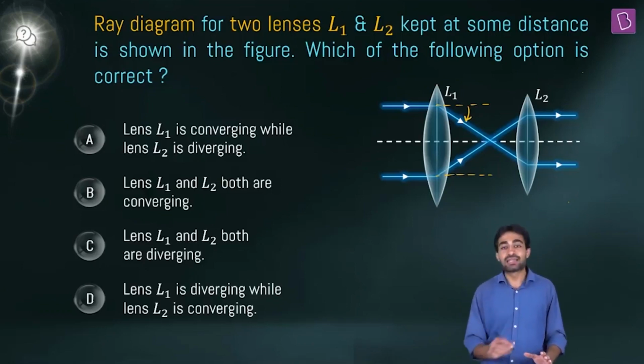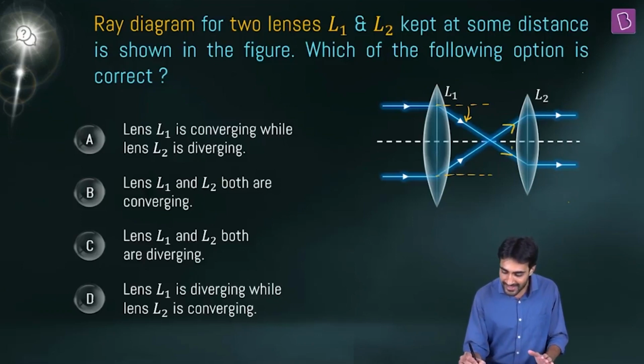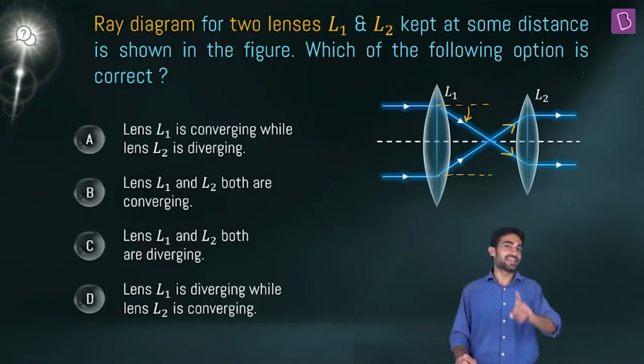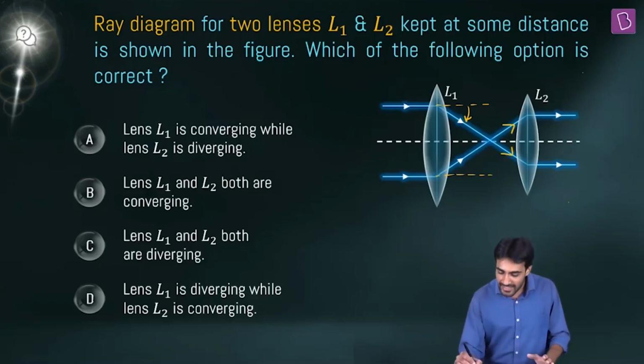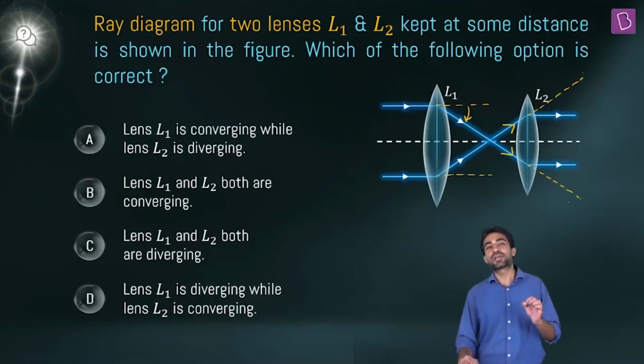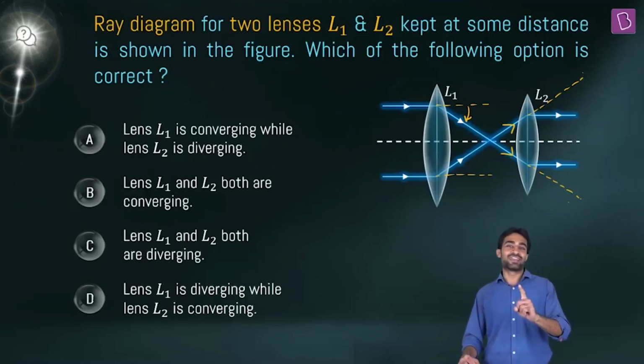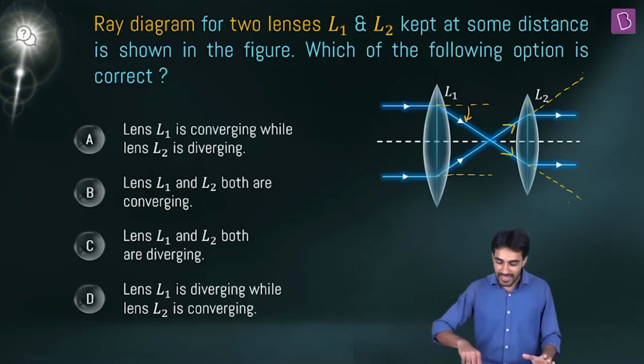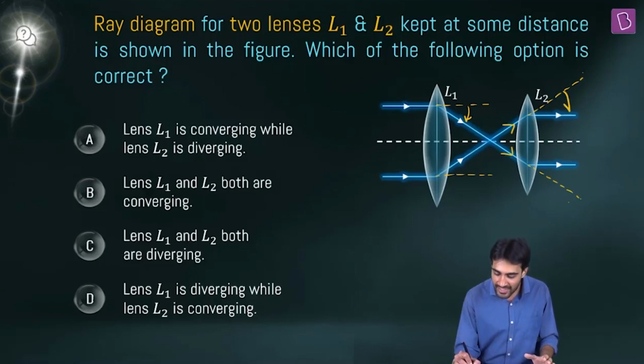What is happening for lens L2? For lens L2 we can see these are the incident light rays. Can we see that? Yes. Now these incident light rays on lens L2 are diverging. Okay. Now, after refraction, what has happened? They have become parallel to each other. Okay. So, after refraction, these light rays change their direction.